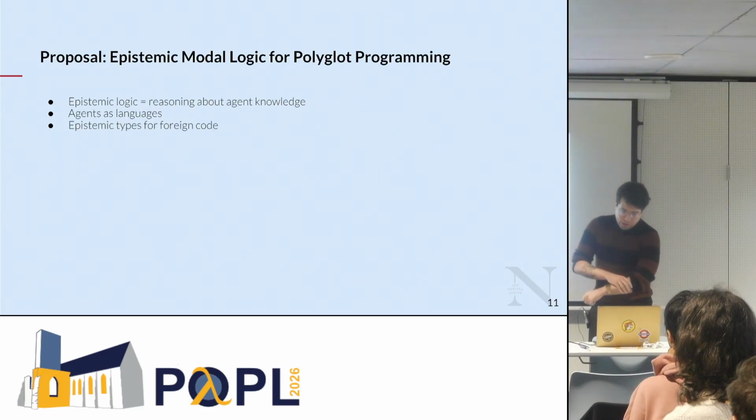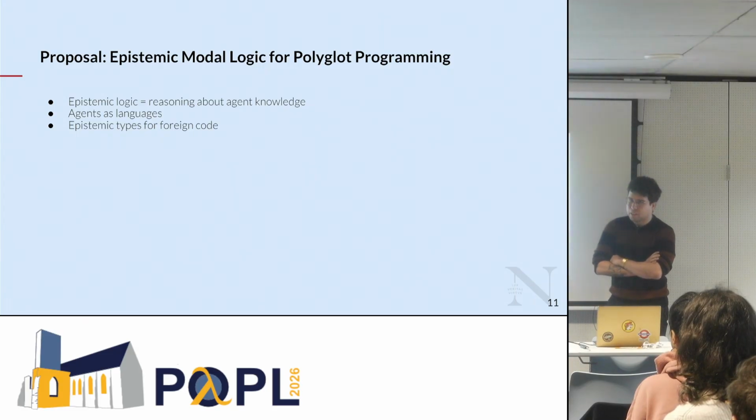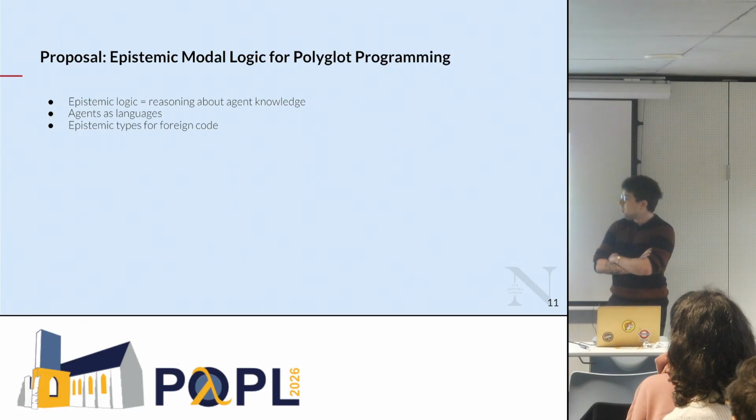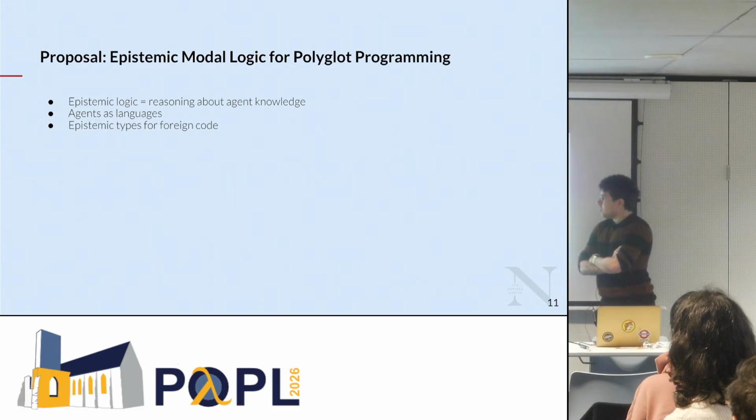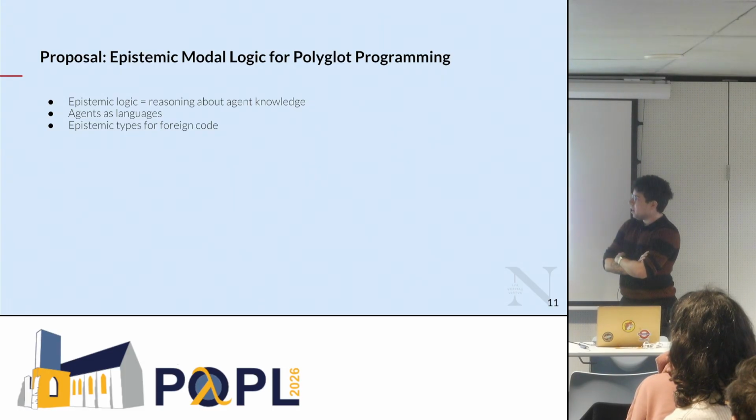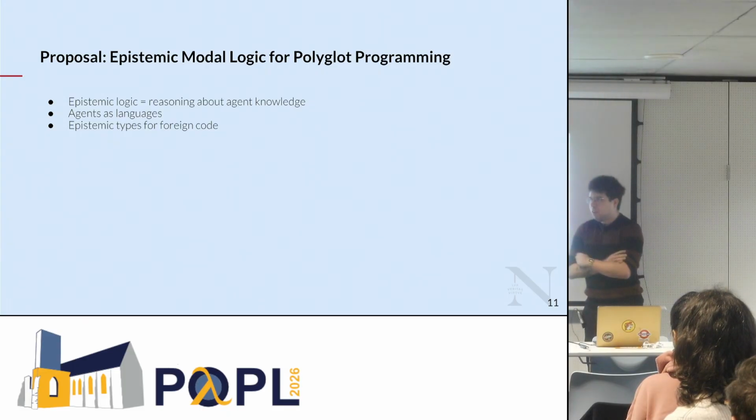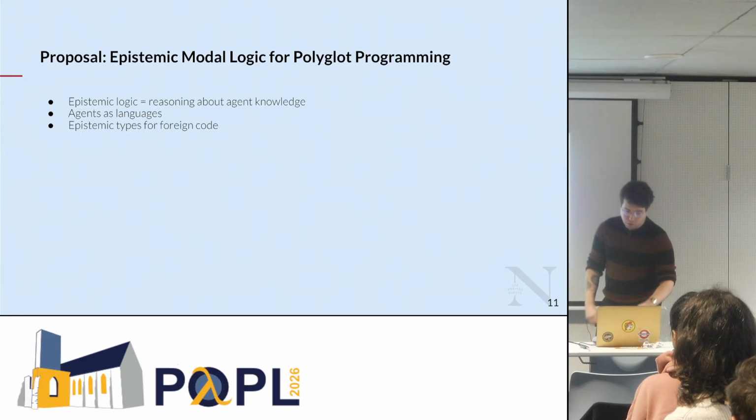So my proposal is to use epistemic modal logic as a way to explain these types of programs. Epistemic logic is a logic about reasoning about agent knowledge. Agents, in this case, we're going to think of them as stand-ins for languages, and epistemic types are going to be for foreign code, or code in those languages.